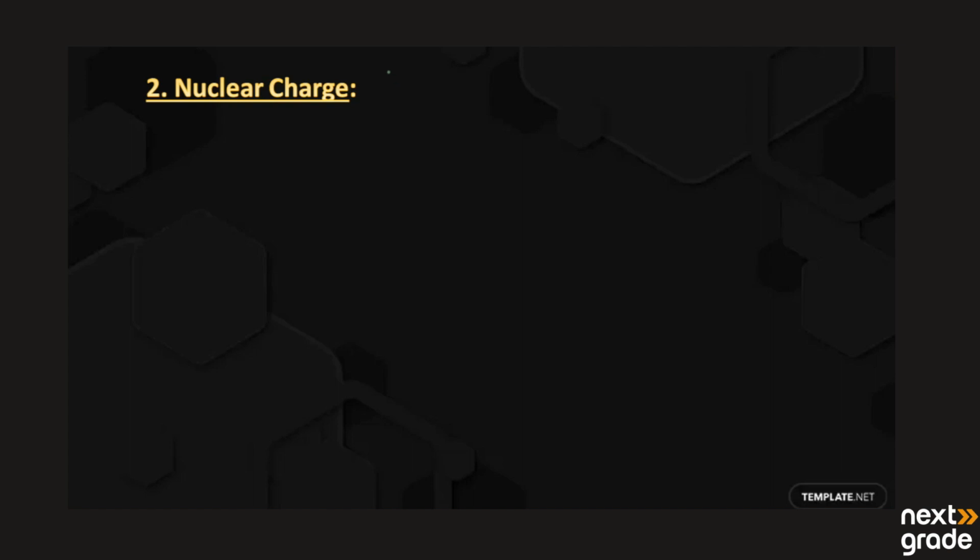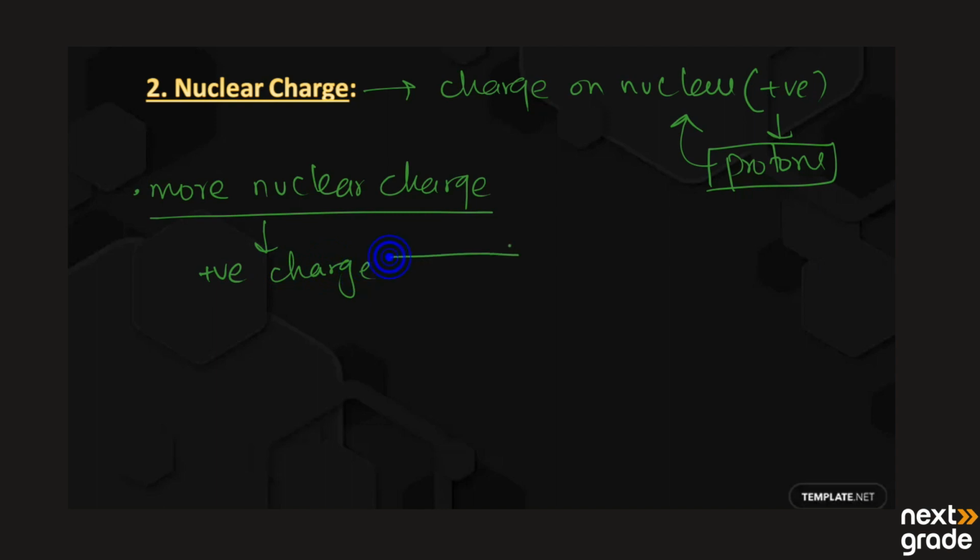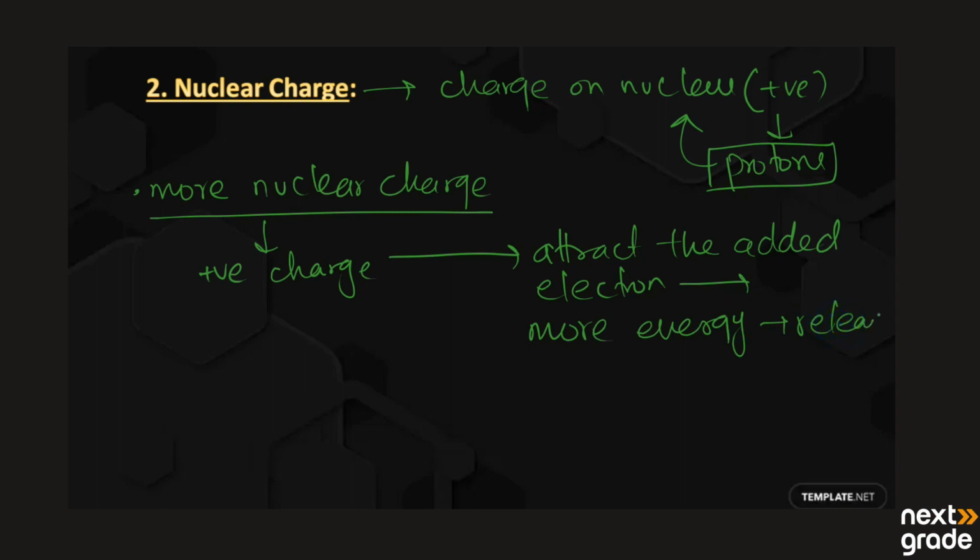Next, we have the second factor that affects the electron affinity. It is the nuclear charge. So how can the nuclear charge affect the electron affinity of an atom for the added electron? Nuclear charge is the charge on the nucleus, and this charge is positive, due to the presence of protons in the nucleus. If there is more nuclear charge on an atom, it means more positive charge, and this positive charge will attract the added electron more forcefully, and more energy will be released.